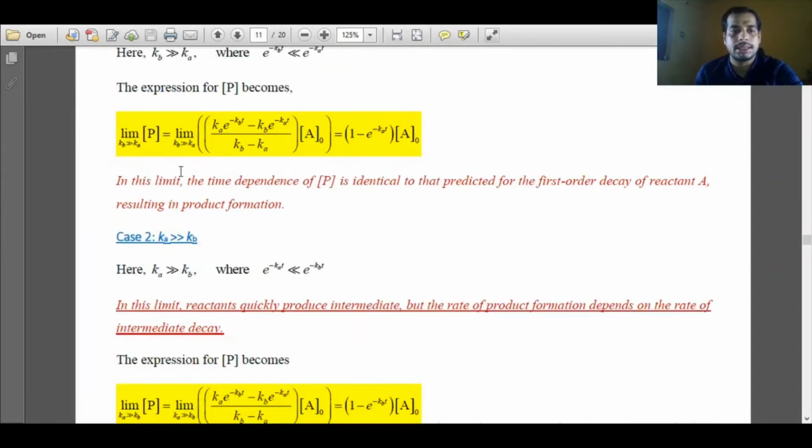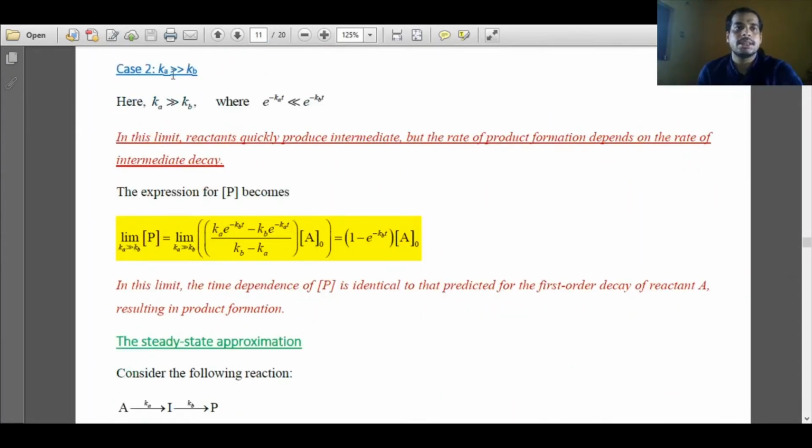The opposite case is that Ka is greater than Kb, Ka is much greater than Kb. What does this condition mean? This condition means the intermediate is forming at a faster rate, but it is deteriorating at a slower rate. Means the intermediate to product formation step is the slow step of the reaction. Under such a condition, the rate of product formation will depend upon Kb only. It will not depend upon Ka.